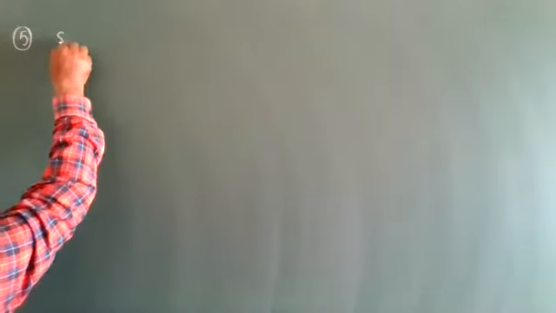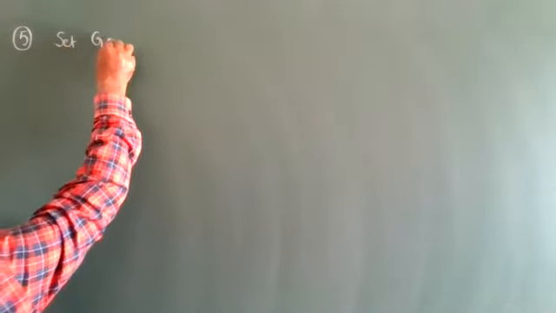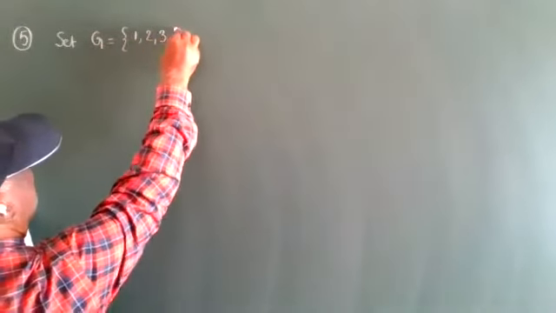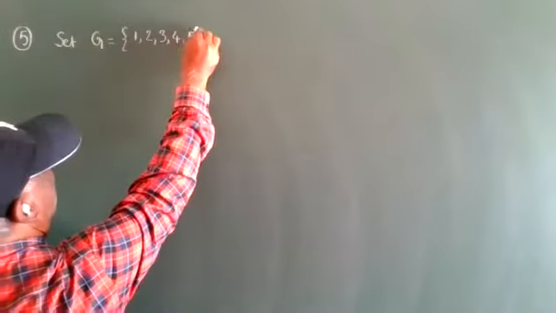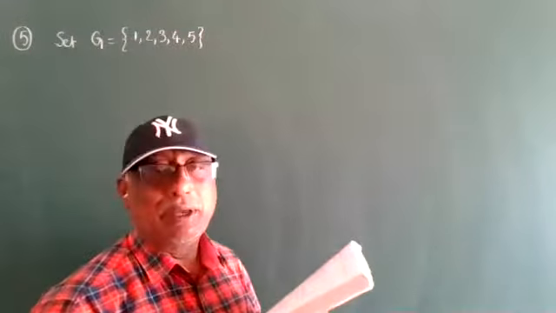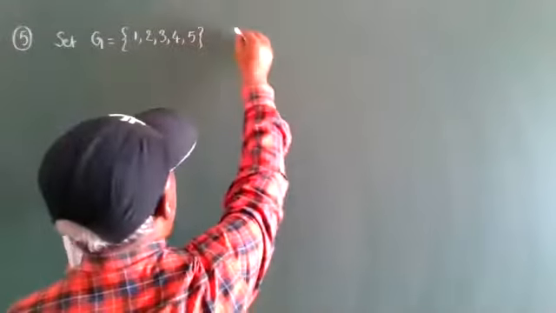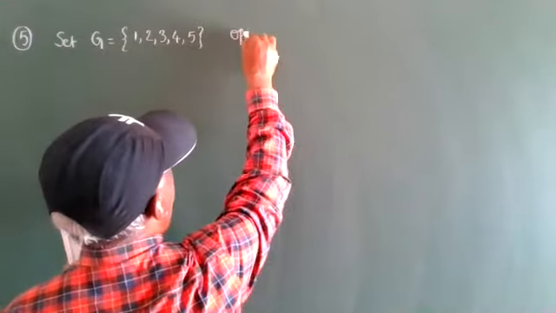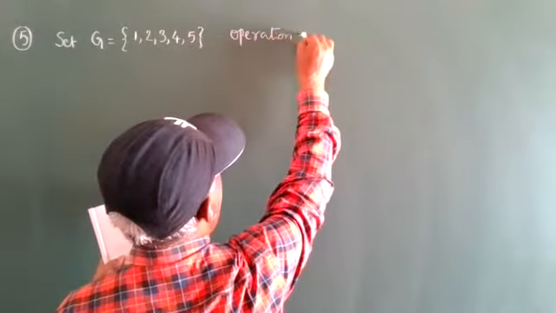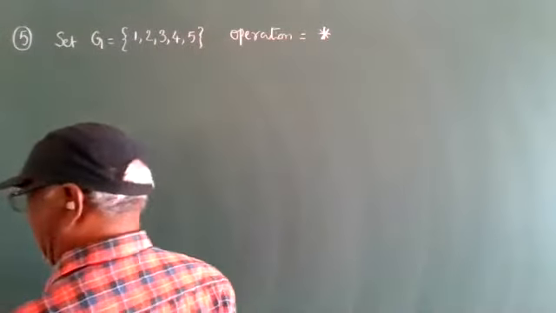The set is given, and I am putting the set name as G. G is given by 1, 2, 3, 4, 5. The set name is G, and the operation is given by star.